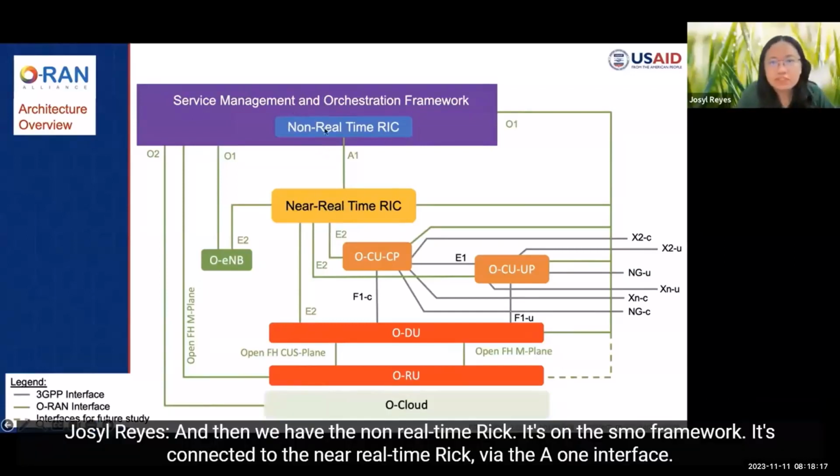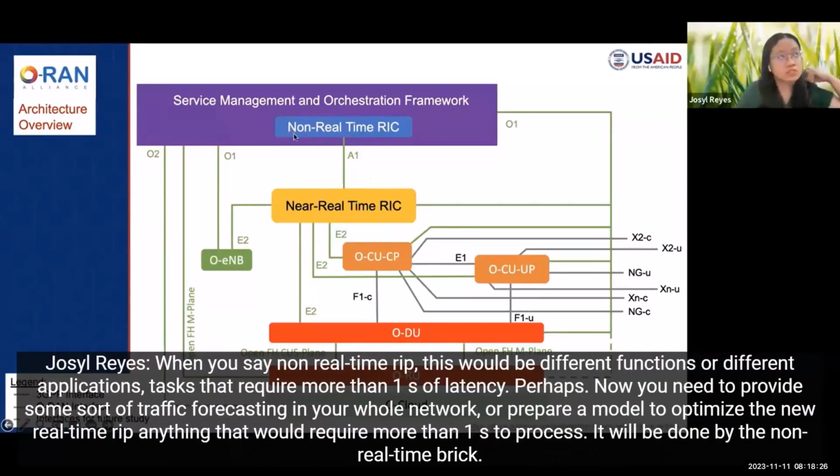And then we have the non-real-time RIC. It's on the SMO framework. It's connected to the near real-time RIC via the A1 interface. When you say non-real-time RIC, these would be different functions or applications, tasks that require more than 1 second of latency. Perhaps you need to provide some sort of traffic forecasting in your whole network, or prepare a model to optimize the near real-time RIC. Anything that would require more than 1 second to process will be done by the non-real-time RIC.